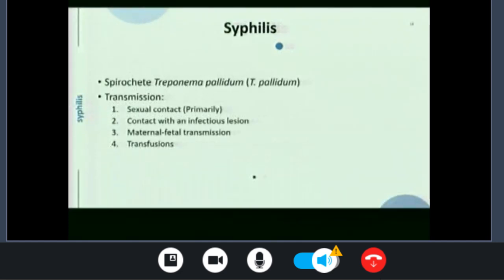So, in brief, syphilis is a bacterial infection by a spirochete called Treponema pallidum, and it primarily comes through sexual contact, but it can come through maternal-fetal transmission or blood transfusion.